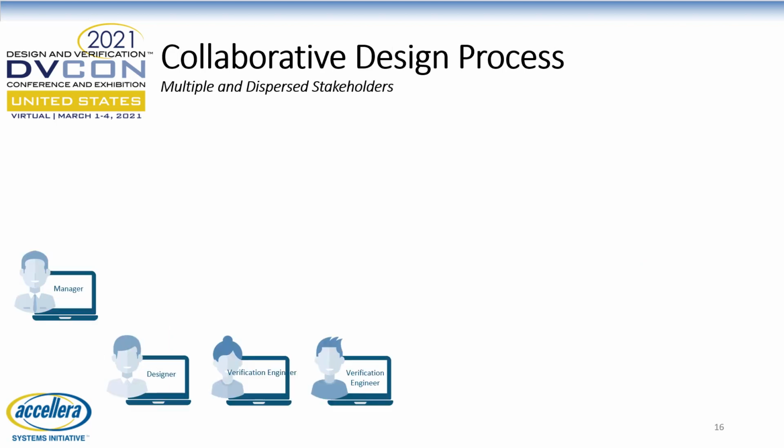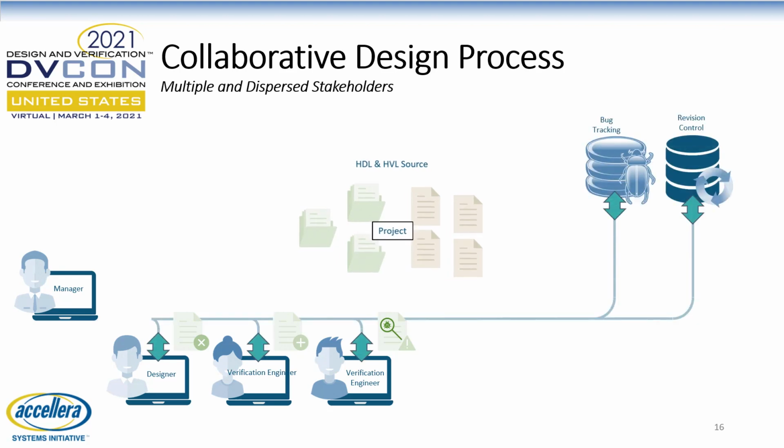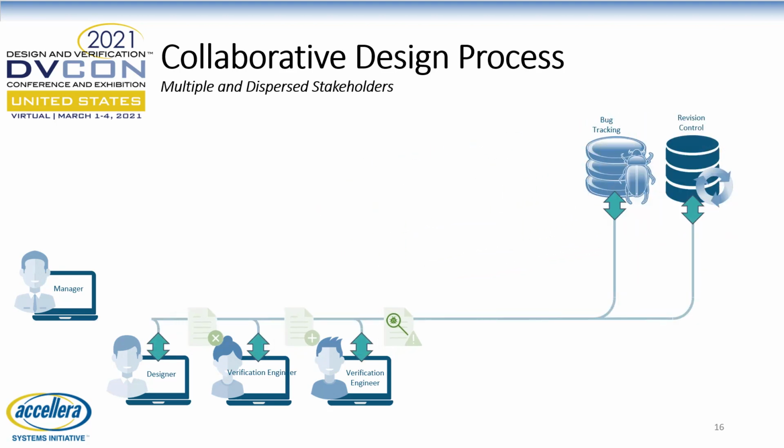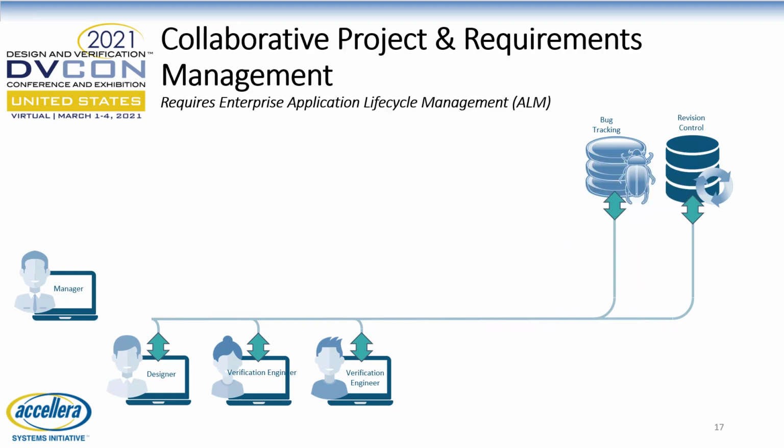This all makes sense if we take a look at the typical design process. There are multiple stakeholders involved in the design and verification process today. HDL and HVL code is developed and verified in a team-based environment in the majority of our customers today. Code is added, removed, and modified, and issues are tracked using an issue or bug tracking system. This is all pretty normal.